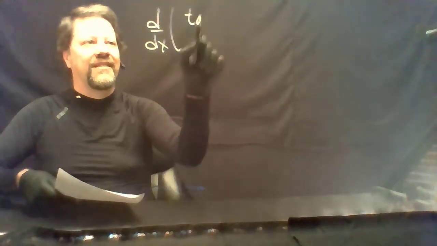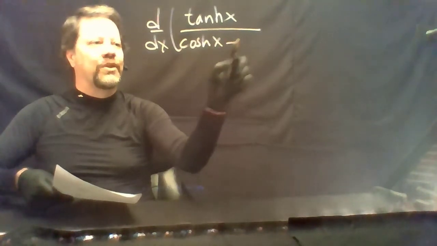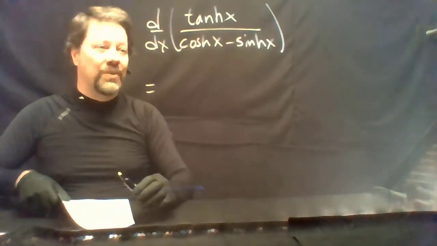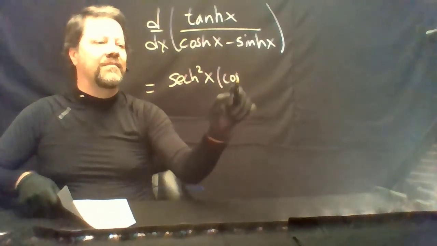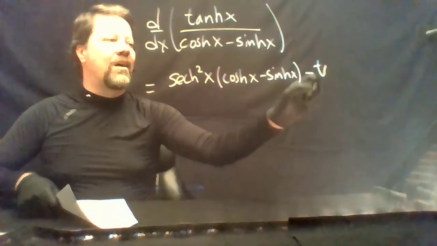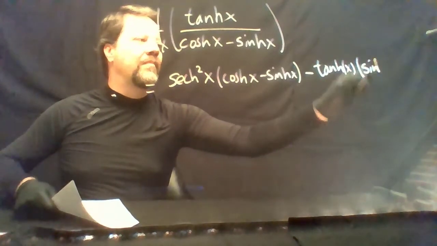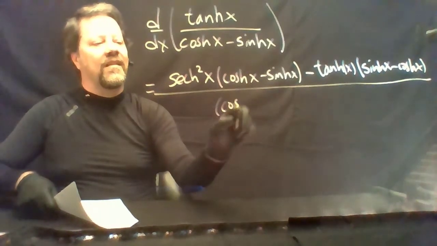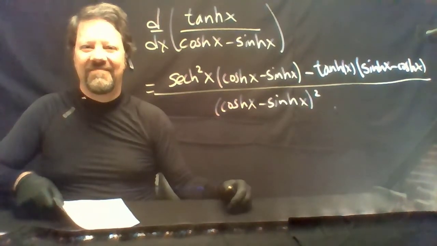Calculating the derivative of tanh over cosh minus sinh. Well, the quotient rule. Derivative of the top times the bottom, minus the top times the derivative of the bottom, all over the bottom squared. And now we're done.